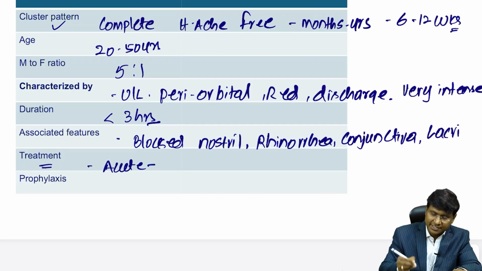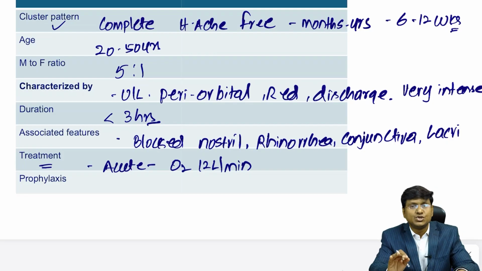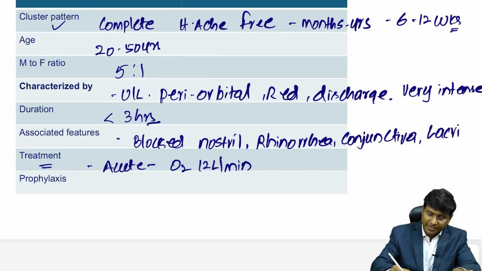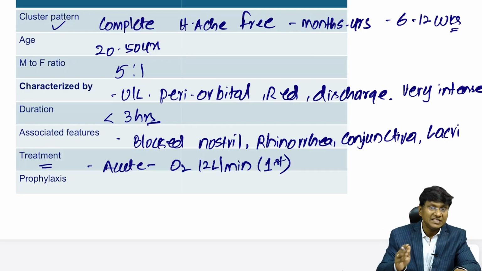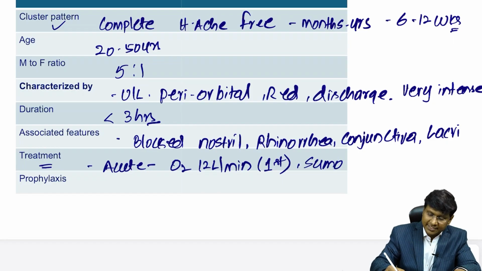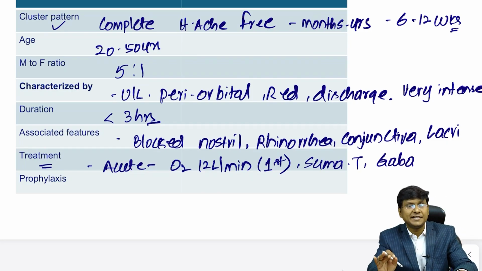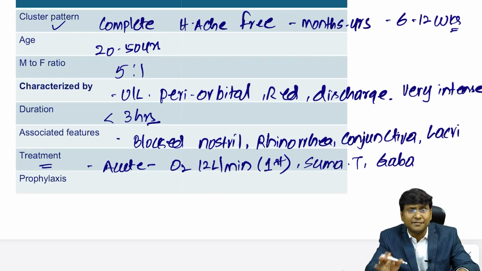In acute cluster headache, you need to give high flow oxygen, and that high flow oxygen should be given at a rate of 12 liters per minute, and this is considered to be the first line treatment. The other drugs that can be given are sumatriptan, gabapentin or pregabalin. So it is mainly the high flow oxygen at a rate of 12 liters per minute that is the first line treatment. Okay, so that is the one which can reduce that acute attack.